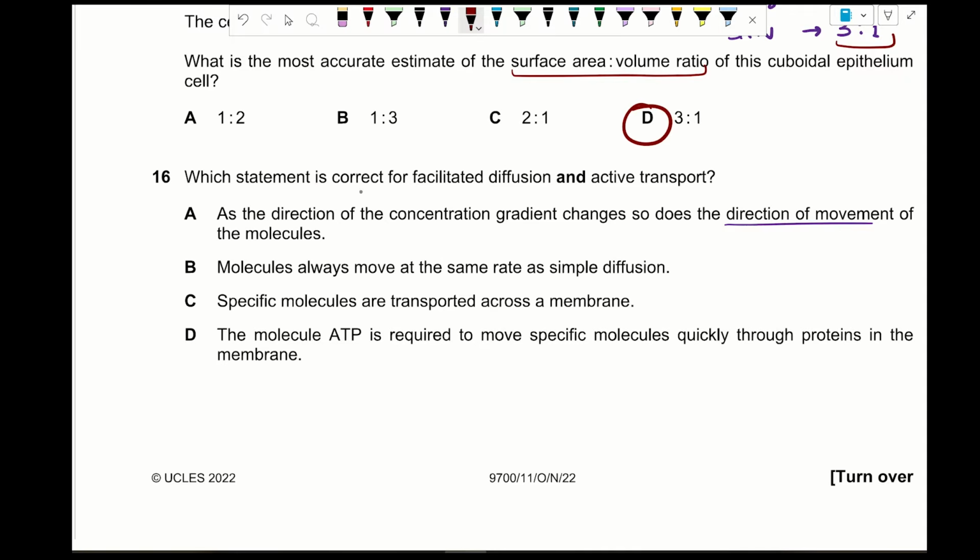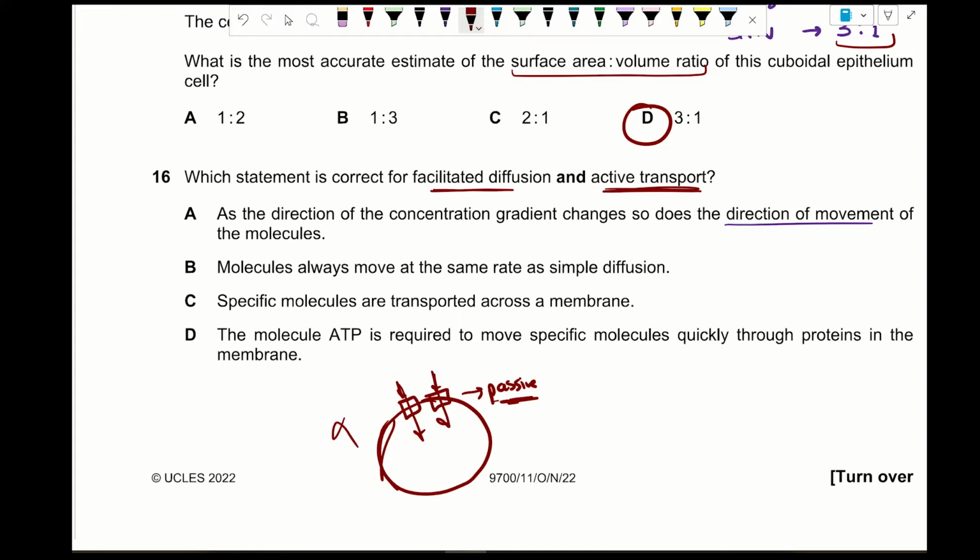Question number 16. Which statement is correct for facilitated diffusion and active transport? So let's define these terms. Facilitated diffusion is the diffusion of a substance down its concentration gradient, however, through a transport protein. Because the cell membrane is not actually permeable to that substance, it does require a transport protein, but it still goes down its concentration gradient, and this is passive and does not require energy.